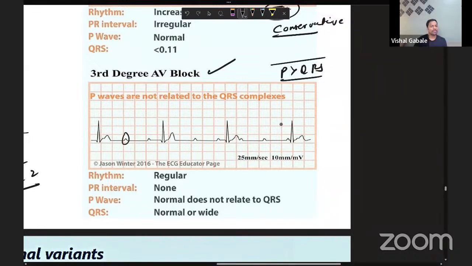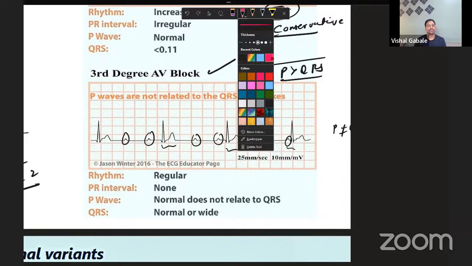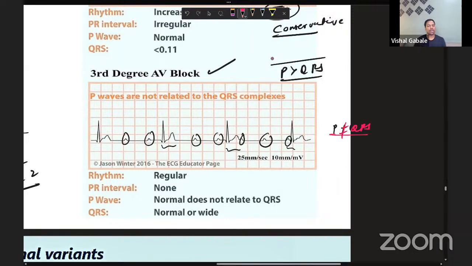You can see a P wave is there, P wave is there, QRS is there, P wave, P wave, QRS, P wave, P wave, P wave, then QRS. Got it? So P and QRS are not in relation. That's why it is very important to identify this. So that is about the complete heart block. And how do we manage it? With the help of a pacemaker.